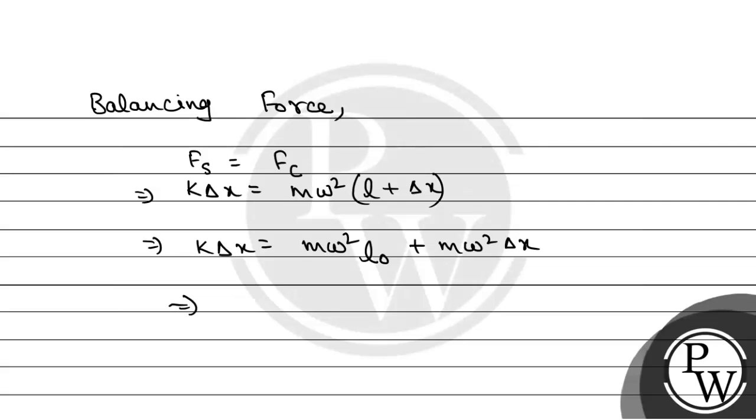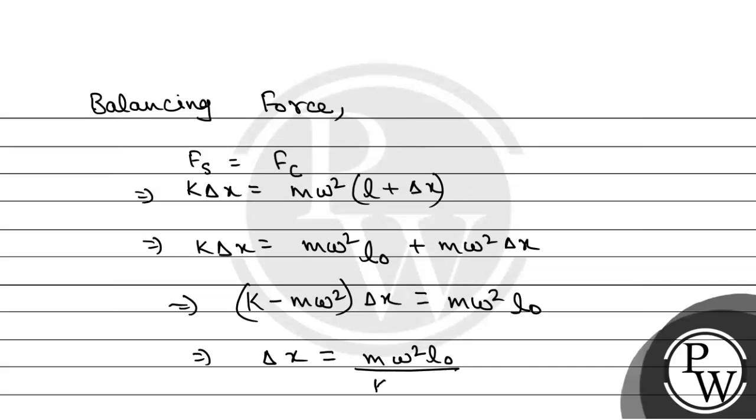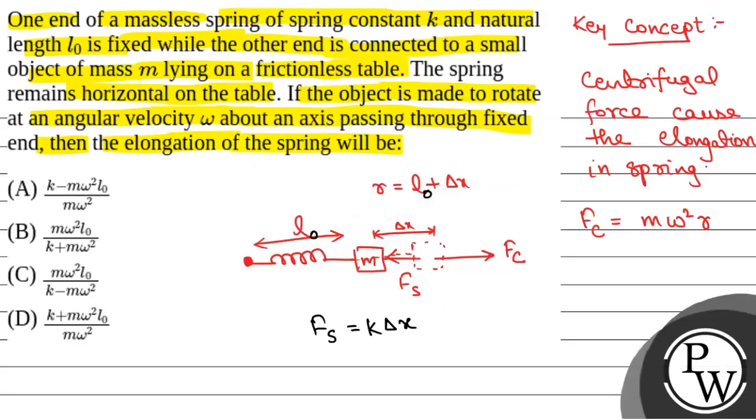(k minus m omega square) delta x is equal to m omega square L naught, and from here we will have delta x, that is the elongation in the spring, equal to m omega square L naught by (k minus m omega square). So the correct option will be option C. Hope you all understood it well. Best of luck.